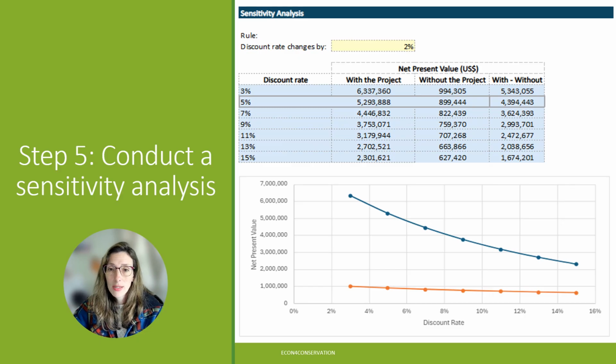It is good practice to conduct a sensitivity analysis. This involves changing one variable or input at a time to see how the results change. In this exercise, I'm changing the discount rate by 2%. And notice that as I increase the discount rate, the net present value in both scenarios decreases. This is expected, as a higher discount rate means that you value money more now than in the future. And conversely, a lower discount rate means that you value future cash flows more, resulting in a higher net present value.